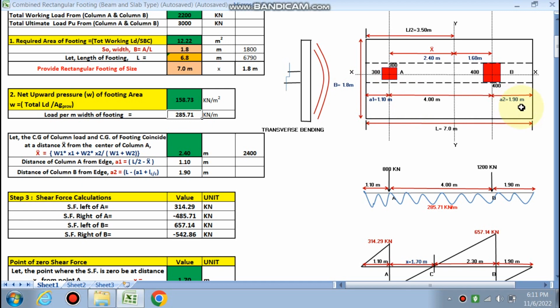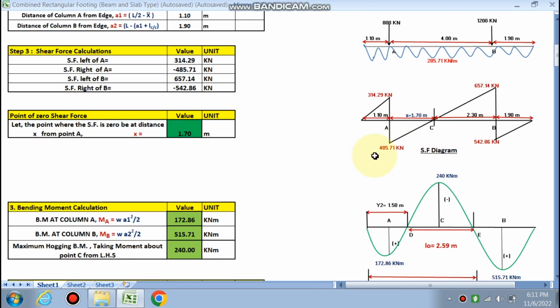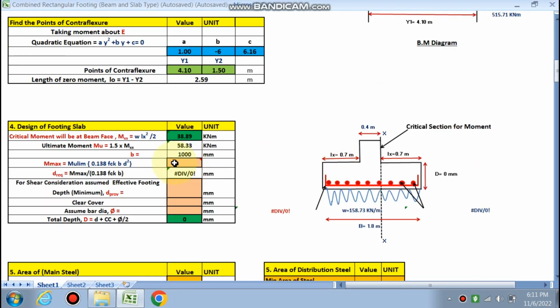Now we have found out the length and breadth, the projection of the column, shear force diagram, and bending moment diagram. Now the design of the footing. For the design of footing, we know that the critical section for the moment will be this section, and the critical section for the moment will be at the face of the beam. This is the beam, right? This is the footing and this is the beam.